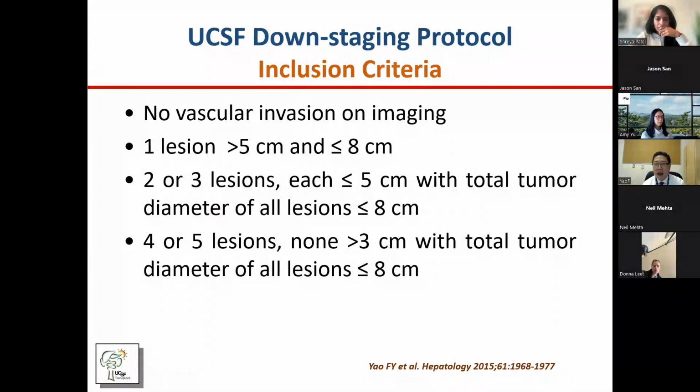So these are our inclusion criteria. No vascular invasion on imaging, single lesion above 5 centimeters up to 8 centimeters, 2 to 3 lesions, each up to 5 centimeters, with total tumor diameter up to 8 centimeters. And we also included 4 or 5 lesions, none over 3 centimeters, with total tumor diameter also up to 8 centimeters.